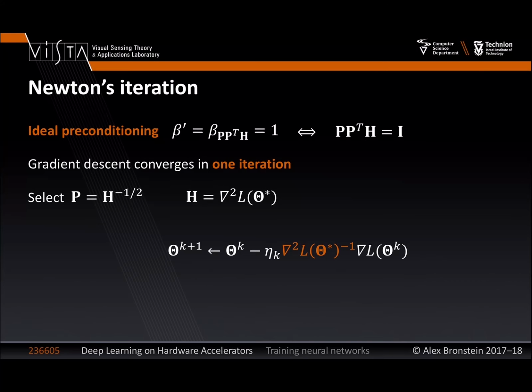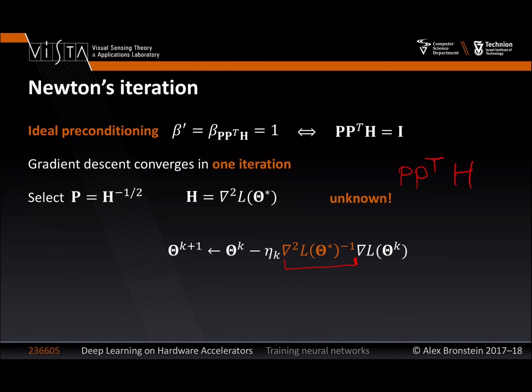So with this choice, my iteration will look like this. Remember, P is H to the minus half, and I have P transpose times H appearing in the preconditioned gradient descent step. So P transpose times H will be the Hessian inverse, right? Remember, the Hessian is a symmetric matrix. So I have this Hessian inverse appearing basically as a scaling of the gradient, the stretching of the gradient. Now the problem is that we need the Hessian at the solution point for this to work, but we don't know what the solution point is.